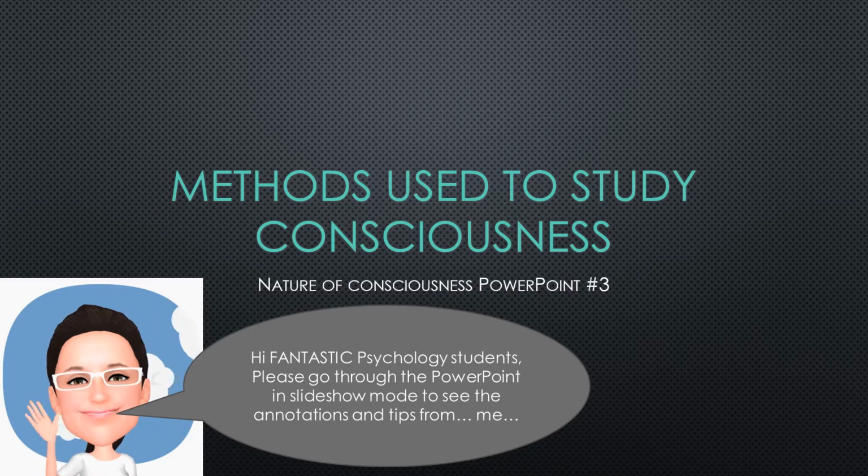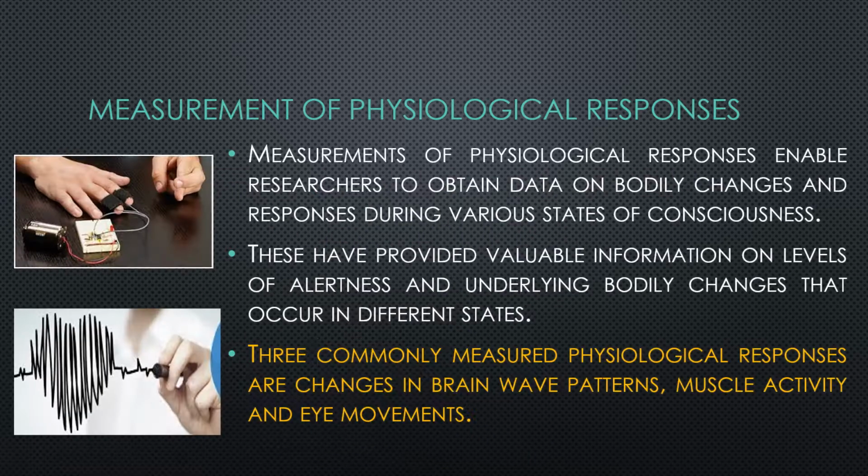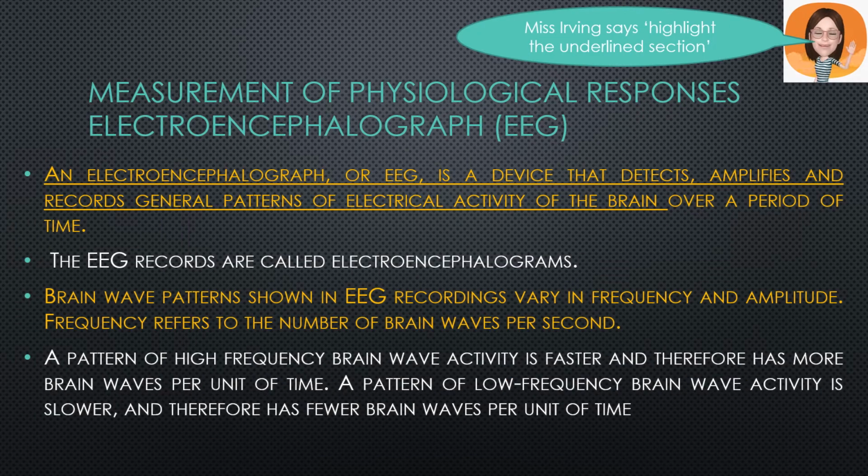So, methods used to study consciousness. Essentially what you need to know is about the different methods in which we actually measure physiological responses, and they're usually measuring from brainwave patterns, muscle activity, and eye movements. So, measurement of physiological responses: the electroencephalograph. Now the electroencephalograph is all to do with the brain.